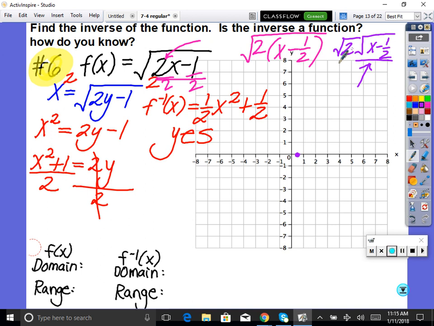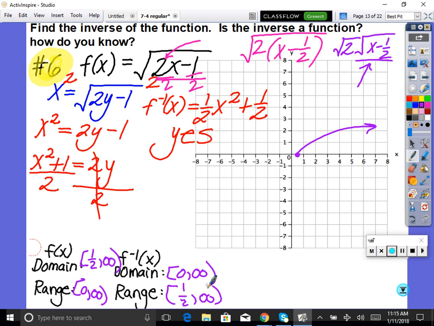So this stretch will not affect the domain and range, right? It's just how quickly it is going up. Does that make sense? So I'm just going to draw a rough sketch for myself. I don't care if it's perfect. That will help me with domain and range. So what's the domain of this? 1/2 to infinity. Therefore, what's my range of the inverse? 1/2 to infinity. What is my domain of my original? 0 to infinity. Therefore, my domain must be 0 to infinity.